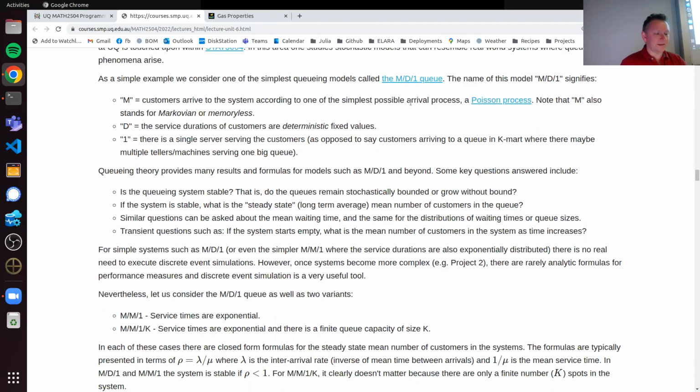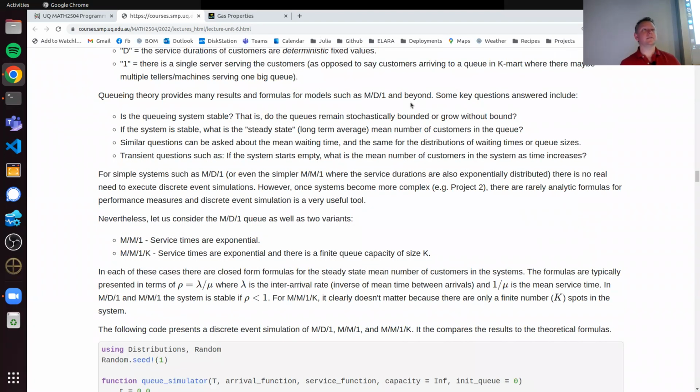And that's what MD1 is. And there's other queues like MM1 and MD10 and all these different combinations you can make, and we ask questions about them. Now, for MD1 and MM1 and so on, we can do some analytical solutions. So we'll talk about that.